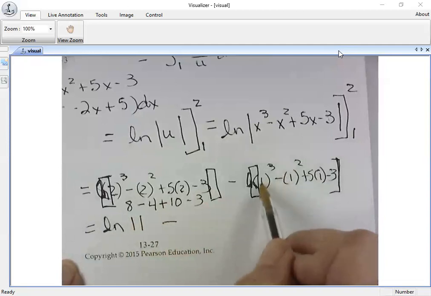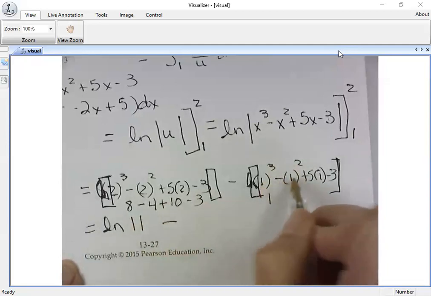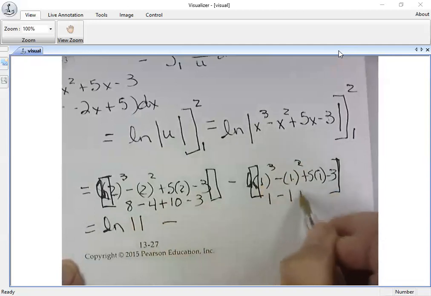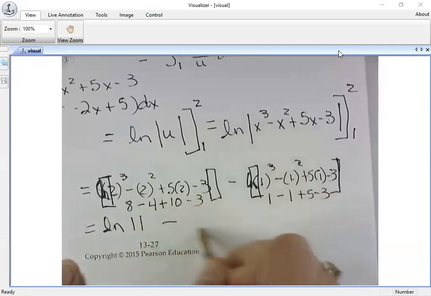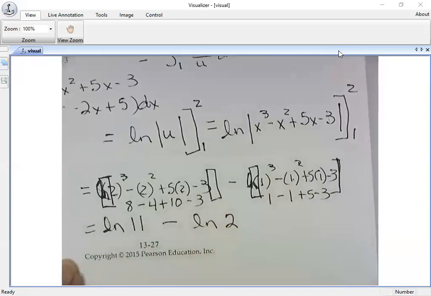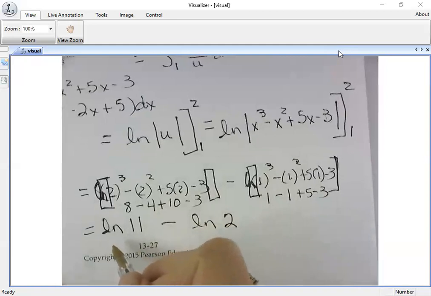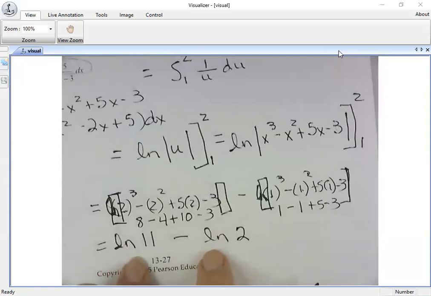Minus, now over here, I've got 1 cubed, which is 1, minus 1 squared, so that's minus 1, plus 5 minus 3. So I've got minus the natural log of what number? 2. And again, since that's positive, I don't have to have the absolute value bars. Now, that answer is correct, but does anybody know how you could write it as a single logarithm? Do you know any of those log rules? This is one of the things we just covered in college algebra. You can rewrite this because a logarithm is simply a tool for finding an exponent. When do you subtract exponents?